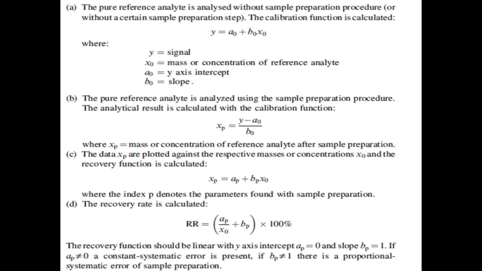If ap, that is the y-axis parameter, is not equal to 0, a constant systematic error is present. If the slope parameter bp is not equal to 1, there is a proportional systematic error of sample preparation. The recovery function and rate can be determined for each individual step of sample preparation. This allows the specific improvement of the critical steps. Afterwards, the same procedure can be performed with a spiked sample for the determination of matrix effects.